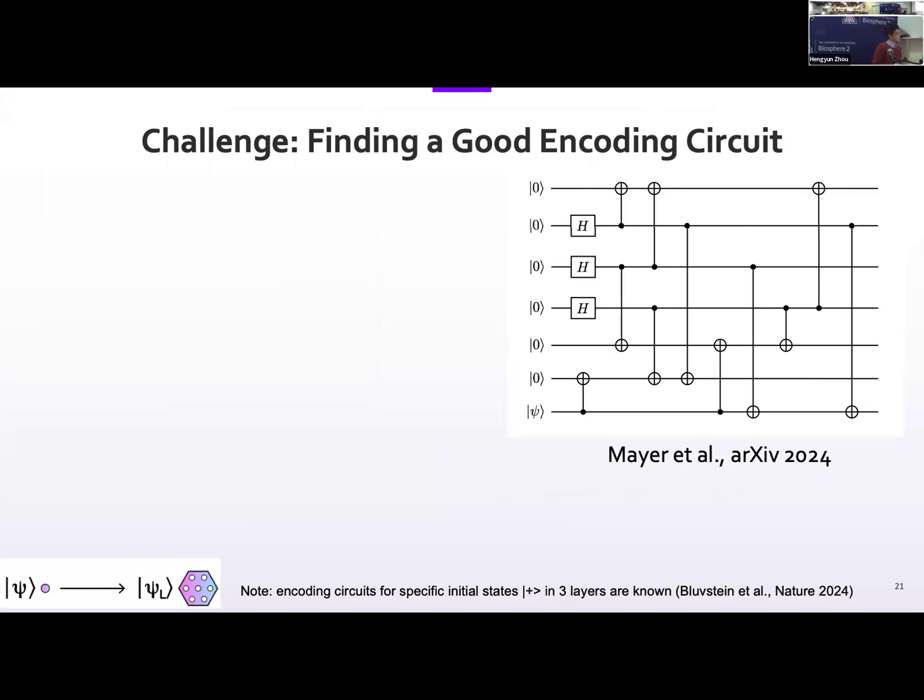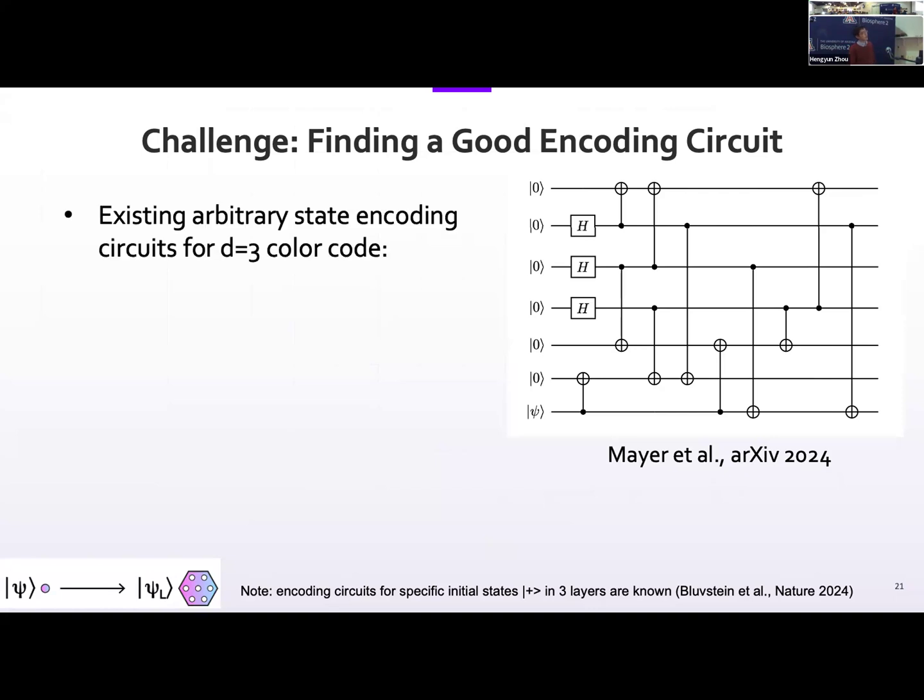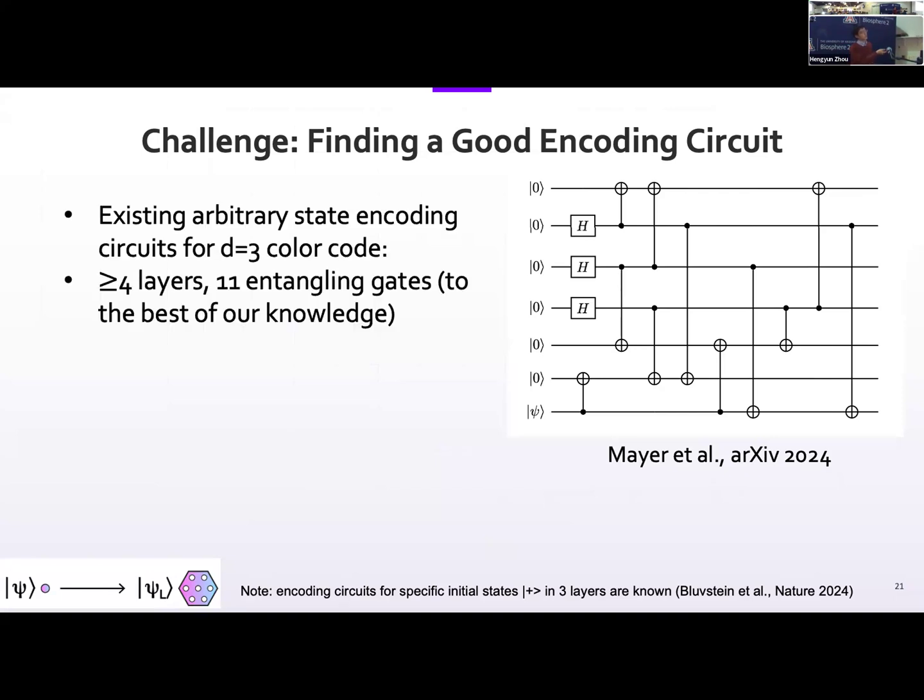Okay. So the first step is to find a good encoding circuit. The best one that we were aware of for encoding an arbitrary state was this one by Meyer et al. If you look at it, this one involves at least 4 layers, 11 entangling gates, which is reasonable, but it would be nice if it was a little bit better. For example, the previous experiments at Harvard encoding a special state into the color code only needed 3 layers. So we would ideally hope to push that to 3.